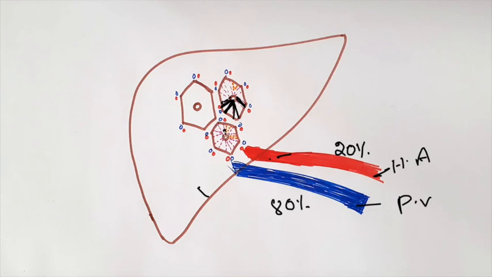This sinusoid is made up of endothelial cells with small gaps or pores in between the cells. In this sinusoid, we see the mixed blood of the portal vein and hepatic artery. From this sinusoid, blood enters the central vein. The central vein again divides into segmental veins and interlobular veins, and then these drain as hepatic veins into the inferior vena cava. So this is the functional lobule with the central vein.